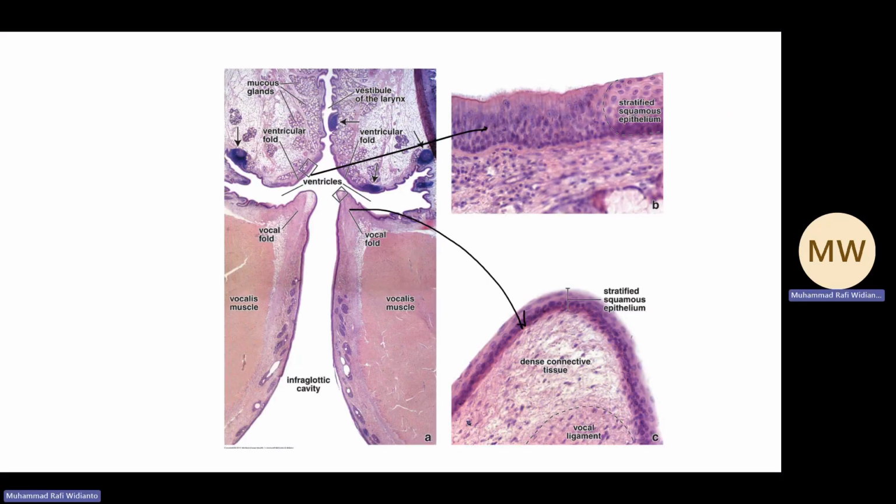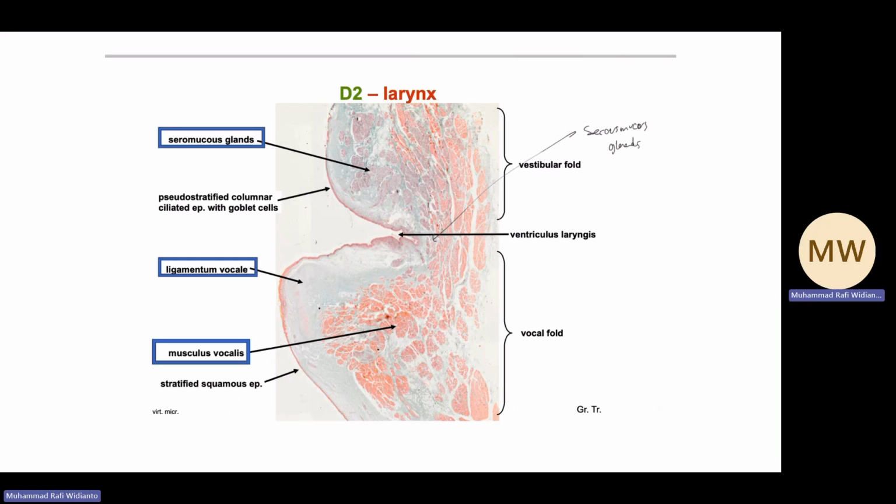Here is just another schema. Here's just another slide of the larynx. You can see that the serous mucous glands are located in the false vocal cords and the ventricles. And you can also see the ligament of the vocal cords. And yes, it's stained in green trichrome.